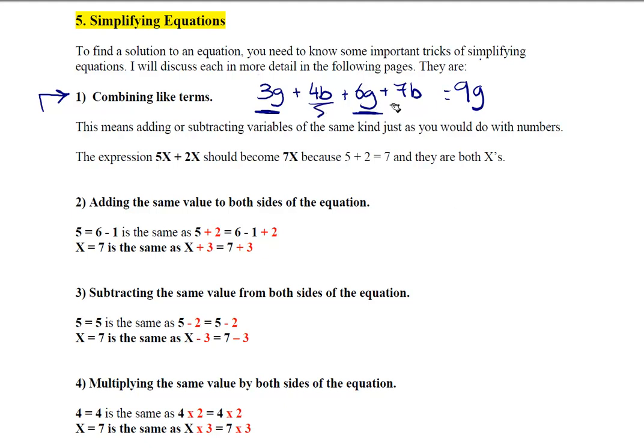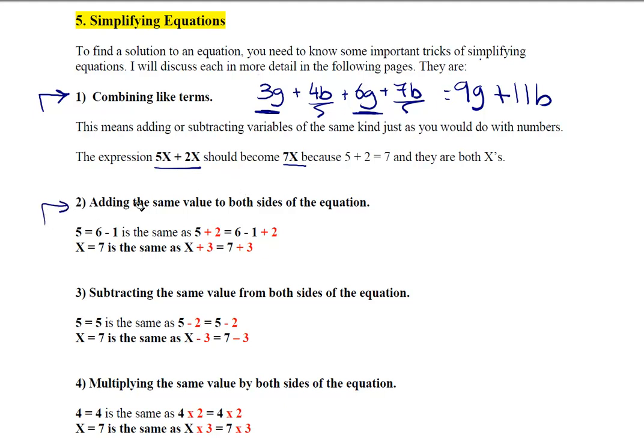And then 4 boys and 7 boys, we can add these together. That gives me 11 boys. Now, can I add girls and boys? No, I can't, because they're different terms. So I can only combine like terms. So 5x plus 2x becomes 7x.